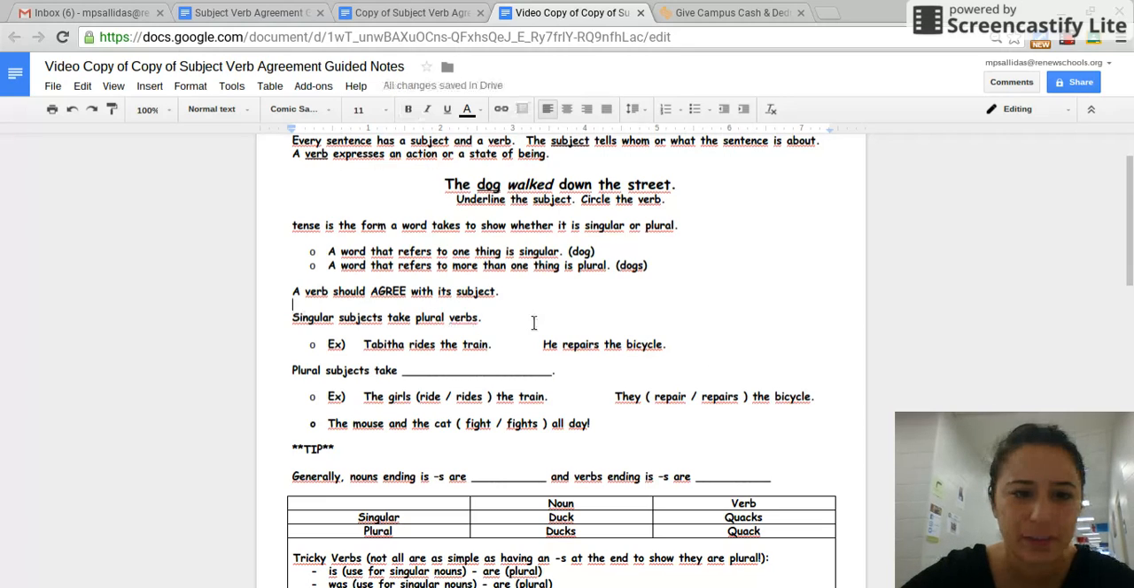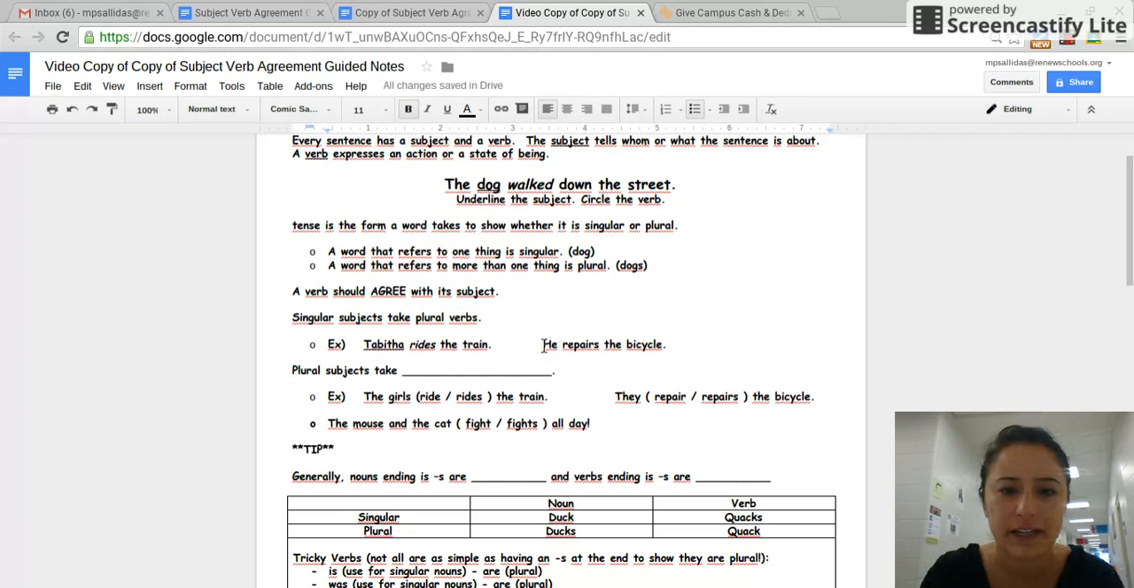So for example, Tabitha rides the train. What's our subject of this sentence? Who or what is the sentence about? Tabitha. And Tabitha is singular or plural? Tabitha is singular. But then what's the verb in this sentence? The verb is rides. And notice how the verb is plural. So whenever there is a singular subject, there has to be a plural verb.